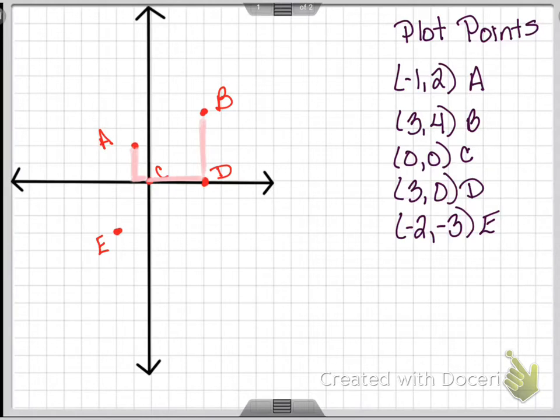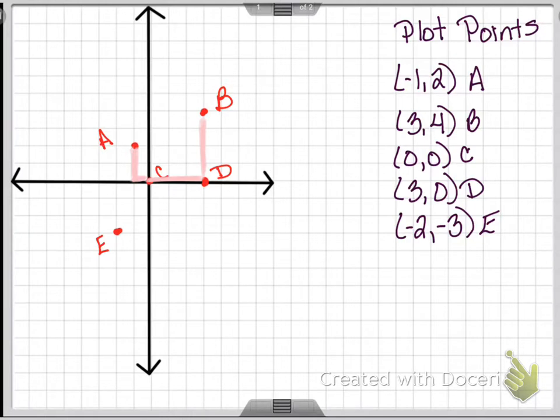D is on the x-axis. Okay? D is on the x-axis. The 3 means I moved over 3. The 0 means I didn't go up and down at all. So if I said, what quadrant is point D in, the correct answer is it's not in a quadrant. It's on the x-axis. You could say it's in between quadrant 1 and quadrant 4, but it's not in an actual quadrant. Now, those are not conversations that we have to have. They're not problems that you're going to see, but I do want you to be aware of how that works.